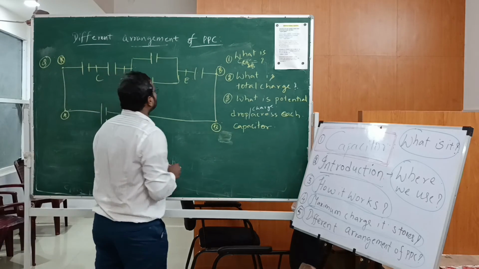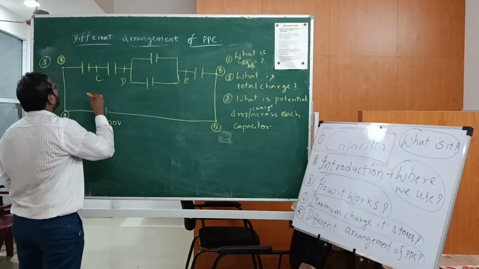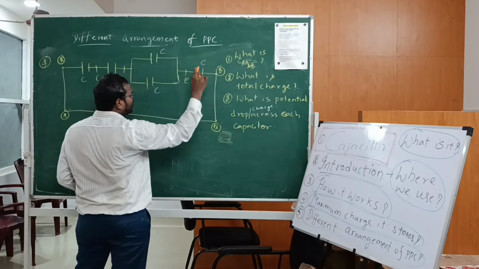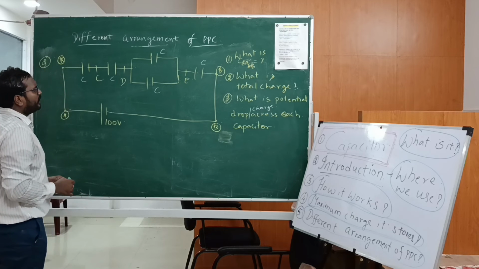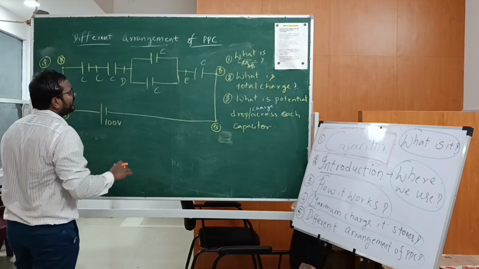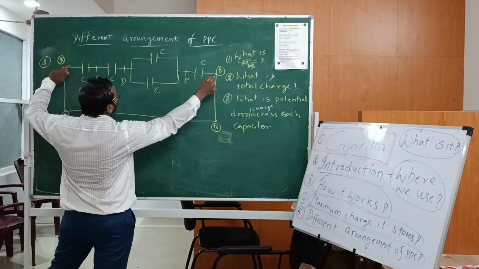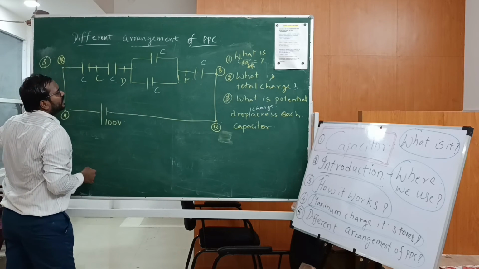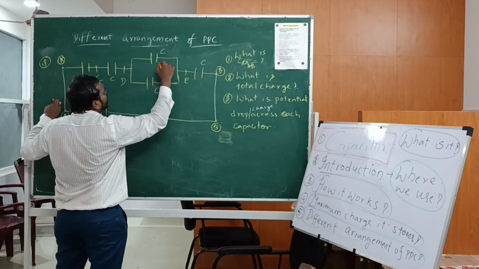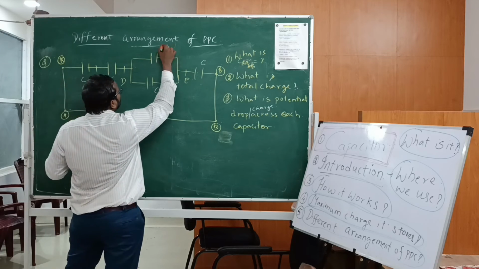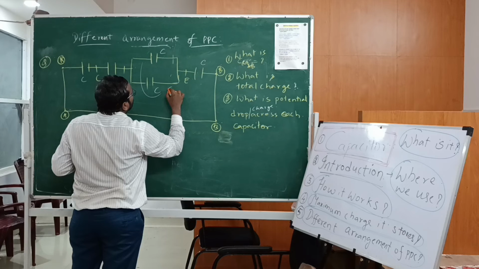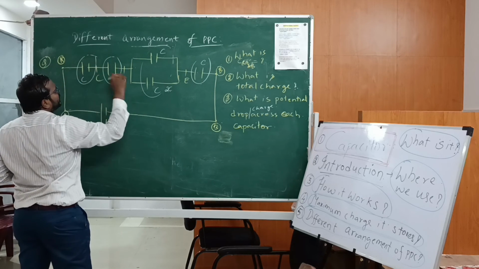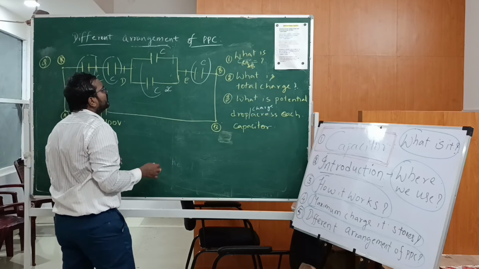Take the C equivalent. All of these have the same capacitance C. Q is equal to C equivalent into V. So what is going to be C equivalent across AB? Three C's are connected in series, so that will be C by 3. The other two C and C are connected in parallel, so these two are going to be 2C.